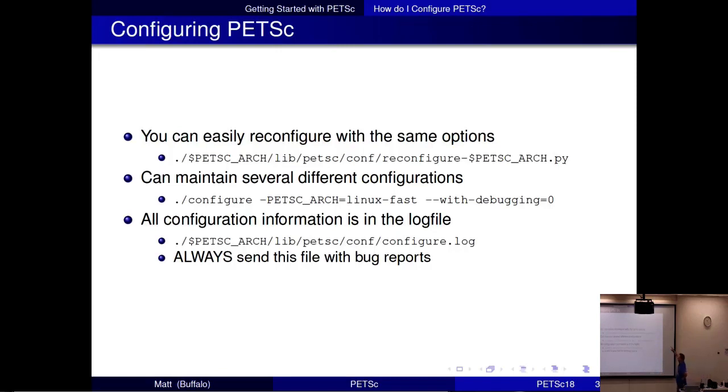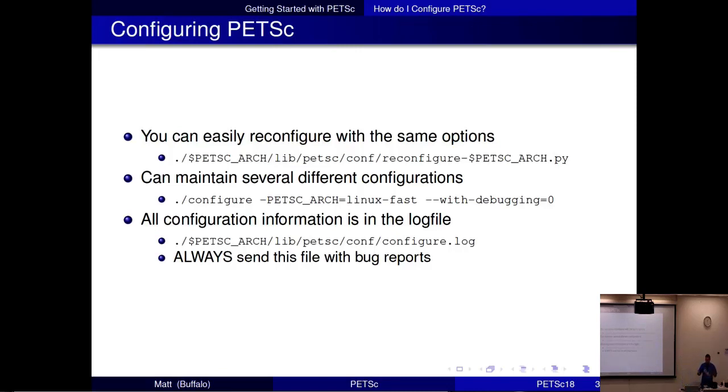So we write a script that will reproduce exactly your configure in case you want to reproduce it, like something goes wrong or you can't remember what you did. You can also use that script to easily make a new configuration that's almost like the one you had. So what I usually do is get a configuration that works, debugging, and then I run that reconfigure script, tell it a different architecture name, and I turn off debugging. So this is an easy way to make both a debugging and an optimized build that look almost the same.